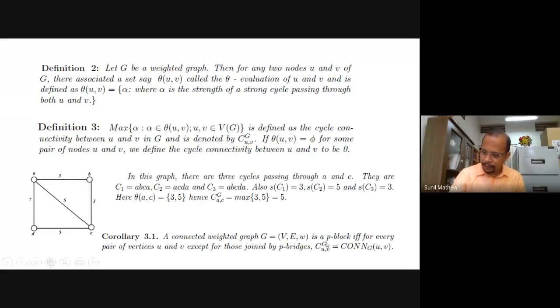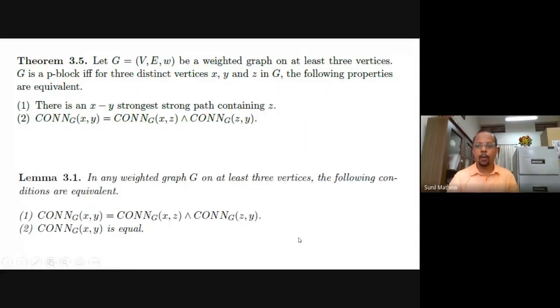See, a network is a P block if and only if for every pair of vertices except partial bridges, this condition is true: connectivity equals cycle connectivity. Okay, fine. Now, these are some more results on connectivity. Say these 2 conditions are equivalent in a partial block.